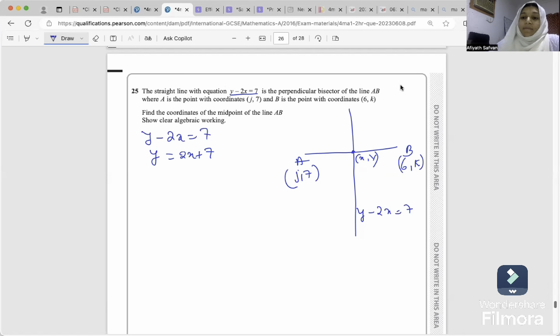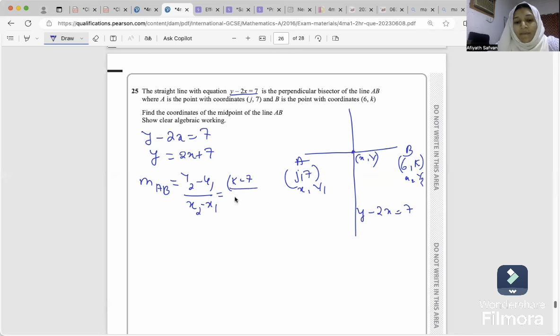We know that these two lines are perpendicular to each other. So how should the gradients be related? The gradient of AB is y2 minus y1 divided by x2 minus x1. Take this as (x1, y1) and this as (x2, y2). So y2 minus y1 is k minus 7, divided by 6 minus j.